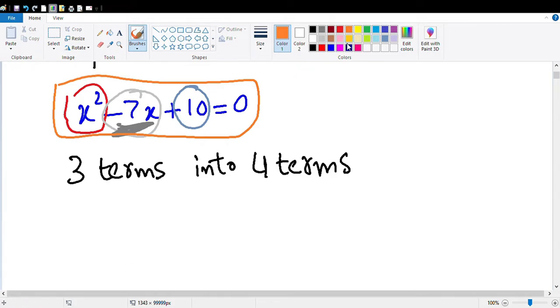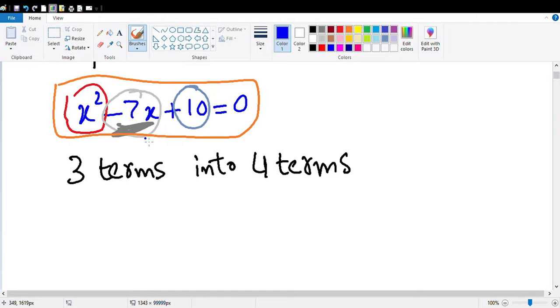So the way we do that is, first of all, number one, the first step is to have it in standard form, right? We basically want to do this for all the methods that we're going to be talking about. You want the equation to be in standard form before you start off.